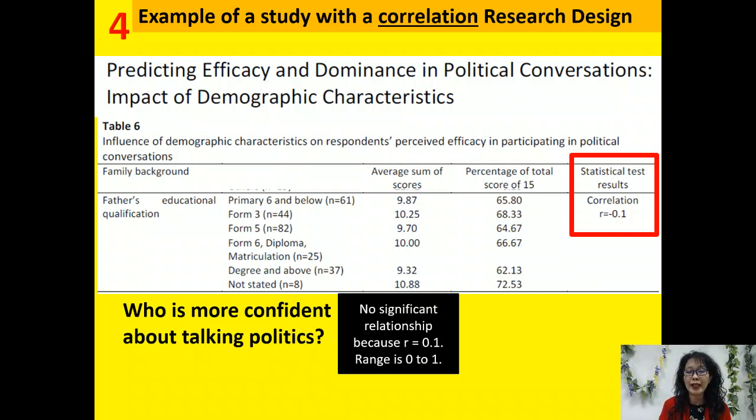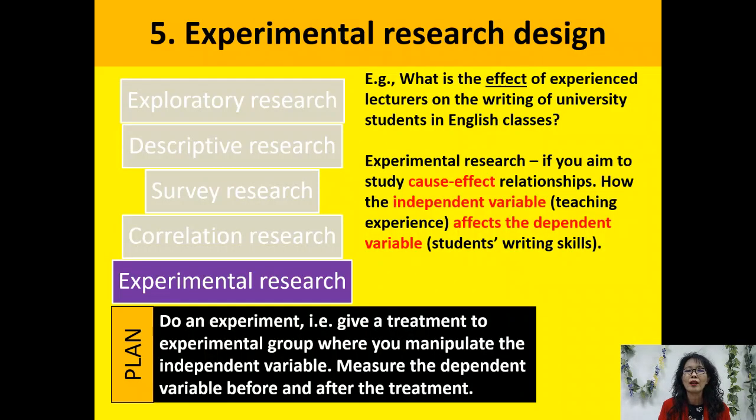But if you just then later report the results using descriptive statistics, you can use the average sum of scores. The higher ones will mean more confidence in talking politics. Number 5, and the last research design, experimental research design. Now, this is actually the strongest research design because we can say what is the effect of A on B.